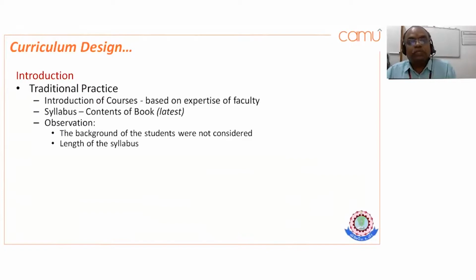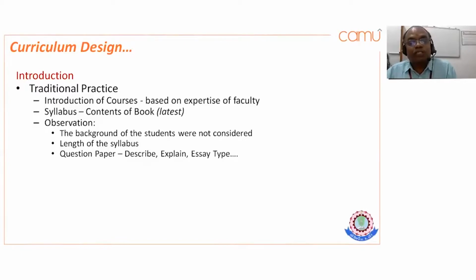And the second observation is, what is the length of the syllabus? For an expert in that particular subject, they may feel that this content may be covered in 30 to 40 hours. But for a student who is introduced to the topic for the first time, it may take more time. I am talking about the length of the syllabus, and how we are going to assess it.